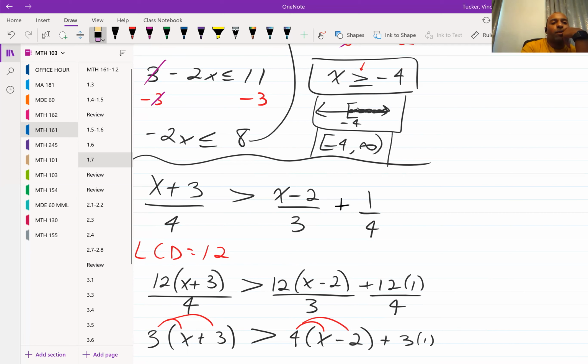Now, what that allows us to do is divide the 4 into the 12, and that'll leave us with 3. Divide the 3 into the 12, leaving us with 4. And then divide the 4 into 12, once again leaving us with 3. And then we have this result: 3 times x plus 3, 4 times x minus 2, 3 times 1.